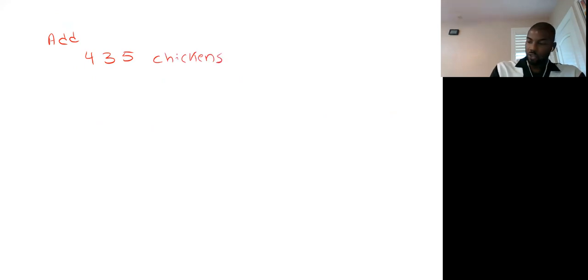Let's get into some definitions. So if I was told to add 435, let's say chickens. Imagine 435 chickens, and I wanted to add them to 47 other chickens. How many total chickens would I have?